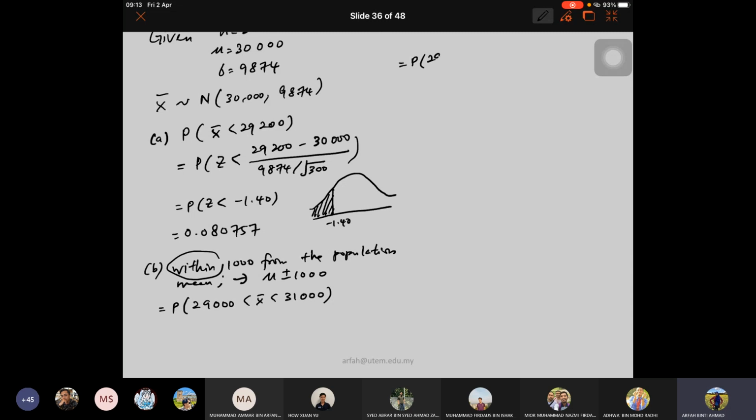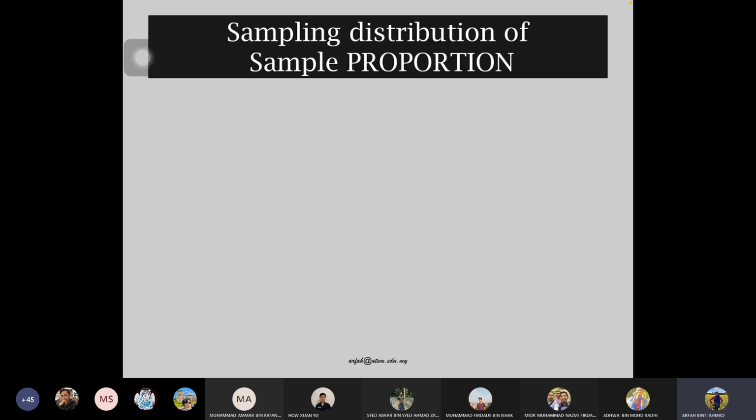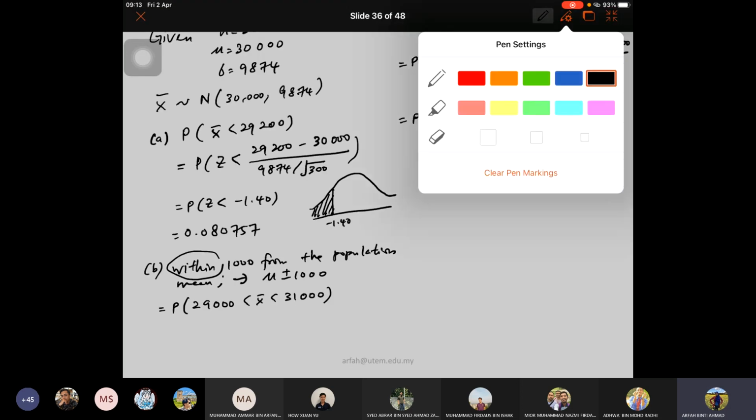Divided by sigma, what was yours earlier? 9874 over root 300. Okay. 31,000 minus 30,000 divided by sigma over root 300. So we get the probability of Z. This is not X bar anymore; it has already become the probability of Z for this one.